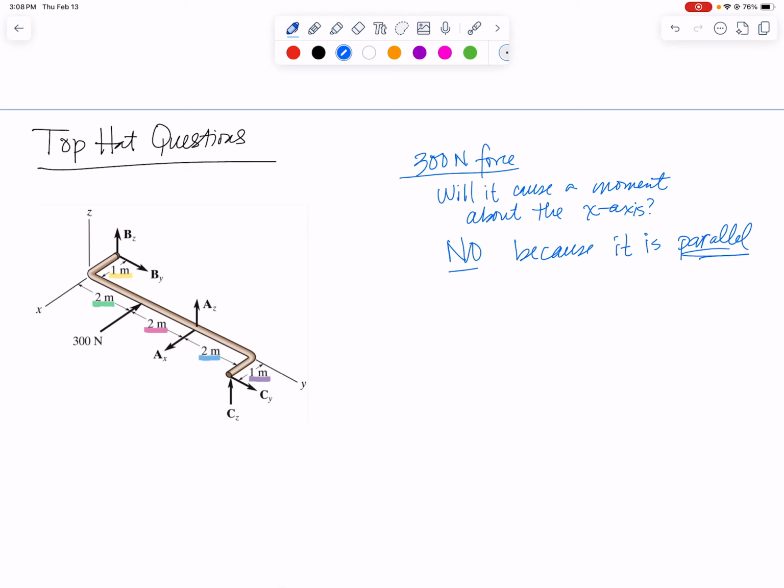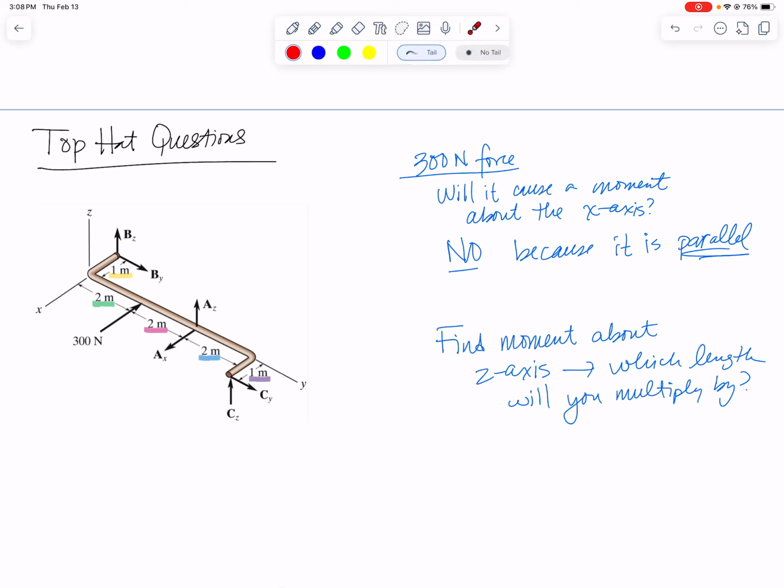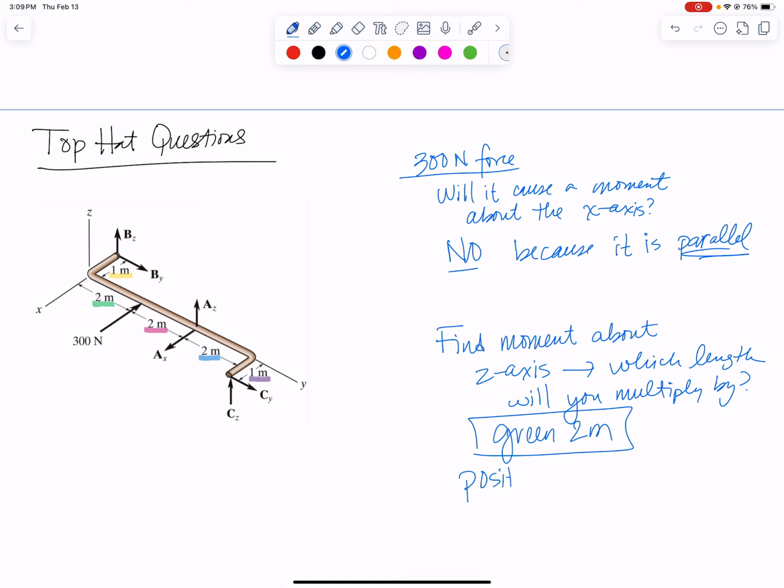How about a moment about the z-axis? So to find the moment about the z-axis caused by that force, which length will you multiply it by? So we're looking at the 300 Newton force. There's the z-axis. If I want to find the moment it causes, I need a perpendicular distance between the z-axis and my force, and that's going to be that green 2 meters. That's the distance you need to multiply the 300 newtons by. Will it be positive or negative? Well, since your position vector from the axis to the force is that way, and the force vector is in that direction, it's going to cause rotation that way, so it's going to be a positive moment about the z-axis.